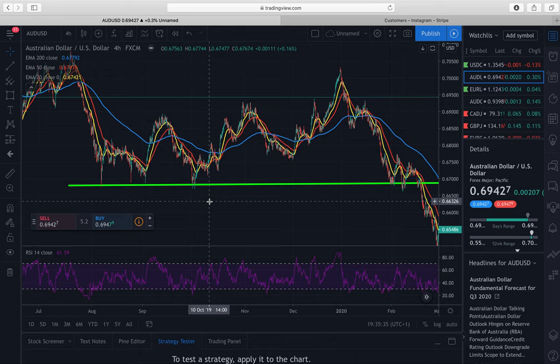So here, another support region. 1, 2, 3, 4, 5, 6, 7, 8. So that's 8 trading opportunities to buy from this region and make money.